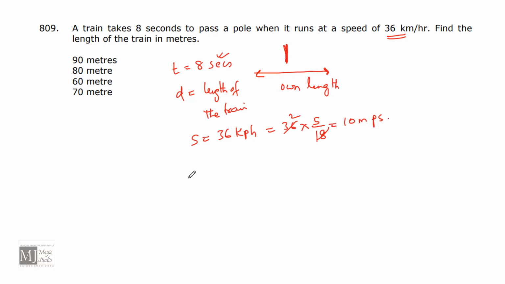So what is the formula to find the distance? Distance is speed into time. Speed is 10 meters per second into time 8 seconds will give us 80 meters. So the distance traveled in 8 seconds at the rate of 10 meters per second is 80 meters. That is nothing but the length of the train, which it has to clear the entire pole. Answer B.